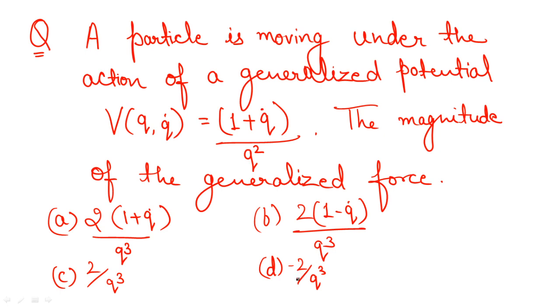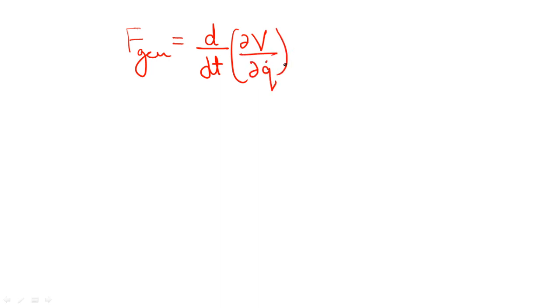Now the main thing in this question is how, with the help of the given potential expression, you can easily find out the generalized force expression. So here you just need to use the formula: let's say generalized force we are representing with F generalized. That will be equal to d by dt of del V upon del q dot, minus del V upon del q.